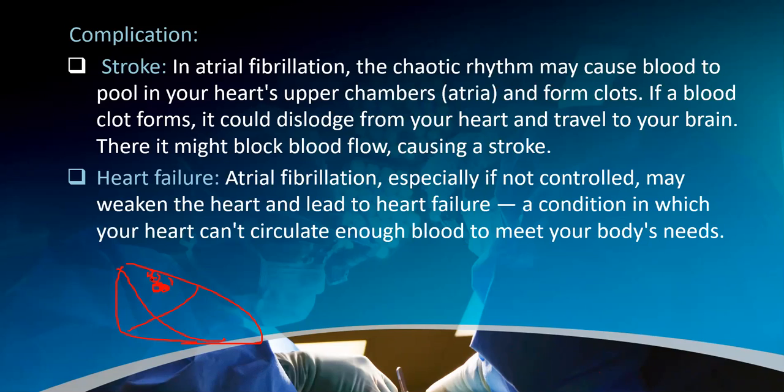So in atrial fibrillation, the chaotic rhythm may cause the blood to pool in your heart's upper chamber and form a clot. And if a blood clot forms, it could dislodge from your heart and travel to your brain, blocking the blood flow, which results in a stroke. And then also, atrial fibrillation can weaken your heart and lead to heart failure, in which your heart cannot circulate enough blood to meet your body's needs. So the complications are mainly these two, stroke and heart failure.